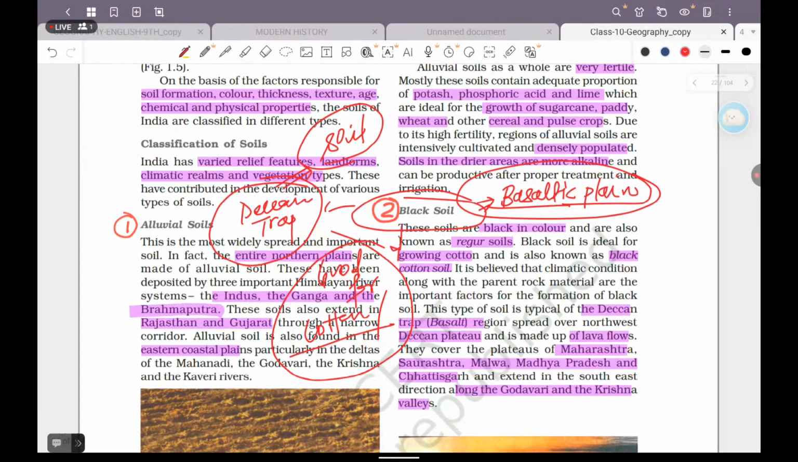And if we talk about their region, these soils are found over western India, in the region of Maharashtra, Gujarat, and also in some parts of Madhya Pradesh. And one of the important features of the black soil is the high water absorption capacity.